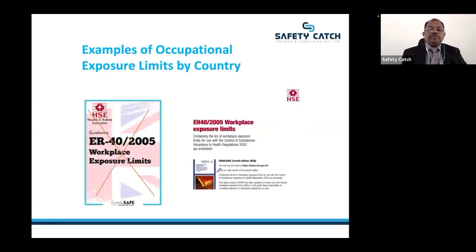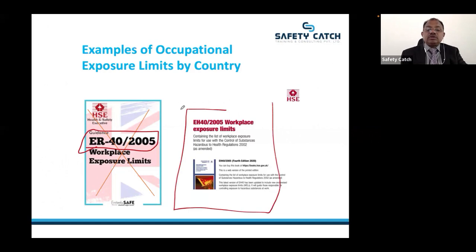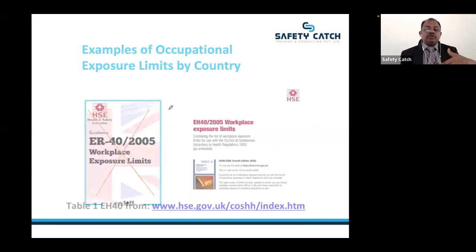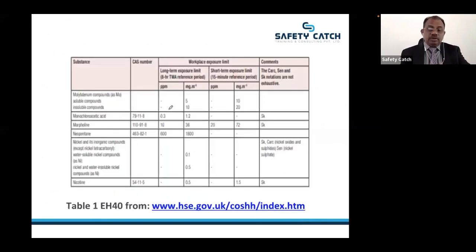So EH40. In your book, by mistake, they have put ER40. That is a mistake, and we will be correcting it now. Actually, it is EH40. Please amend it in the textbook itself, or just understand that it is EH40. These workplace exposure limits we are going to see now, in a table. I will go to the table and explain EH40, because from the exam point of view, this is very important.